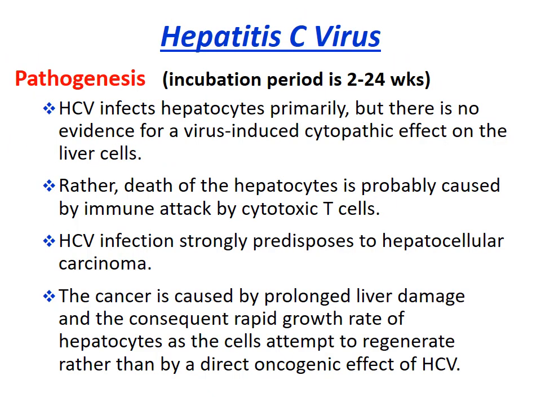Pathogenesis: the incubation period of the disease is about 2 to 24 weeks. HCV first infects the hepatocytes primarily, but there is no evidence for a virus-induced cytopathic effect on the liver cell. Rather, the death of the hepatocytes is probably caused by immune attack by the cytotoxic T cells. HCV infection strongly predisposes to hepatocellular carcinoma. This cancer is caused by prolonged liver damage and the consequent rapid growth rate of the hepatocytes as the cells attempt to regenerate, rather than by a direct oncogenic effect of the HCV.